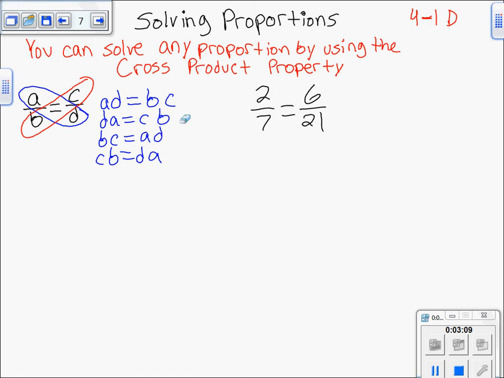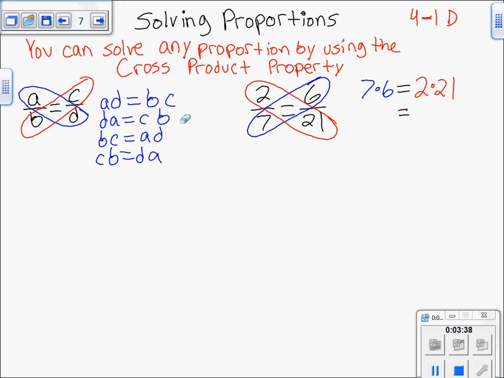So here's what you do. We're going to multiply the same thing diagonally. I just out of habit go in this direction, but it doesn't matter. So we're going to say 7 times 6. Now, you then are going to go in the other direction. So 2 times 21. Now in this example, once again, we have no missing values, but I'm going to show you that it works because it's always true. So we're going to solve this equation.